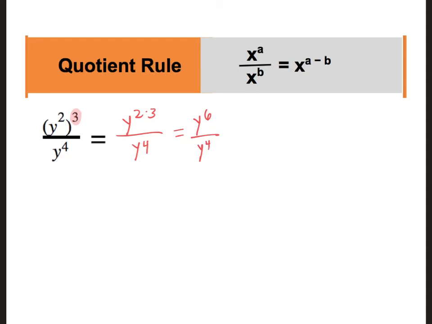From here, again, we have our matching y's, which is great. The bases of our exponents match, and so then we can subtract our exponents. So we can do y to the power of 6 minus 4. 6 minus 4 gives me 2, so my final answer will be y squared.